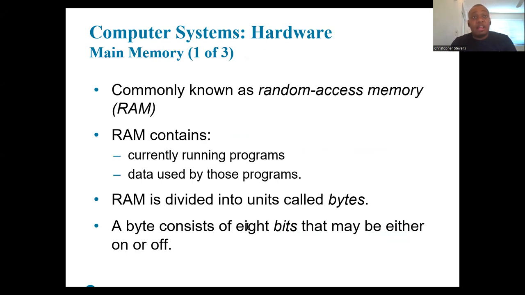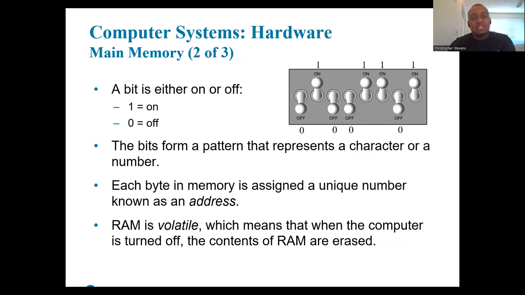Random access memory, or RAM, contains currently running programs and data used by those programs. RAM is divided into units called bytes, each made up of 8 bits. A bit is either on or off. One is on, zero is off. The bits form patterns that represent characters or numbers. Each byte in memory is assigned a unique number known as an address. Remember, RAM is volatile, meaning when the computer is turned off, the contents of the RAM are erased.